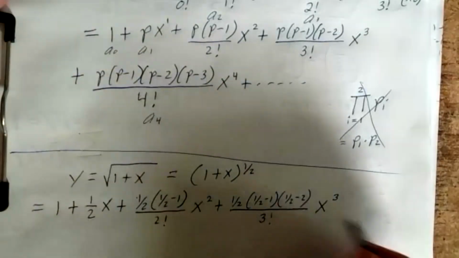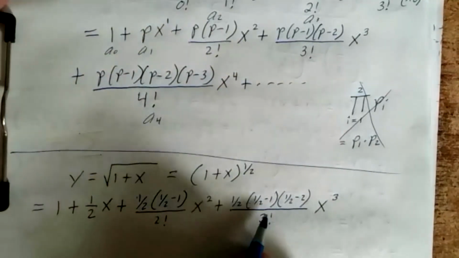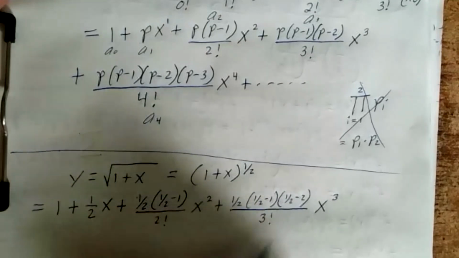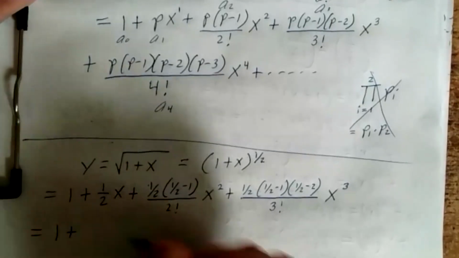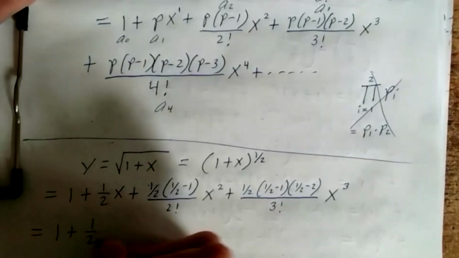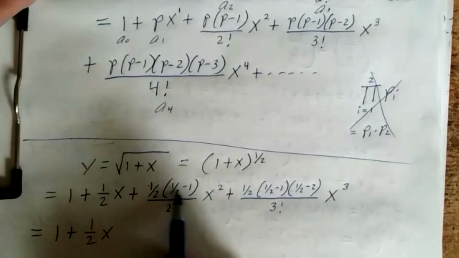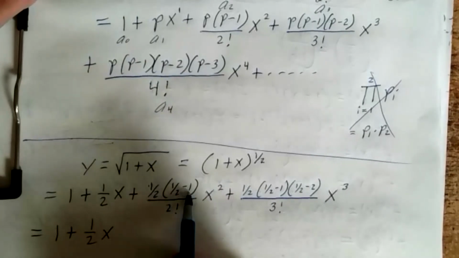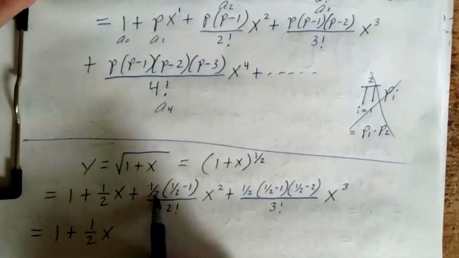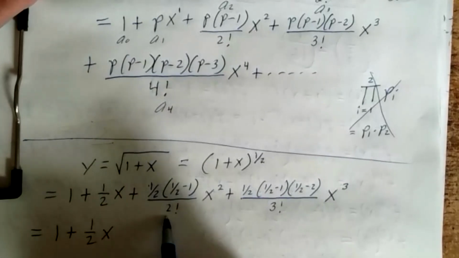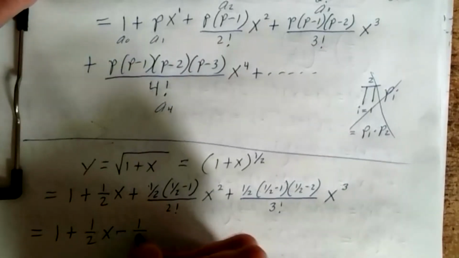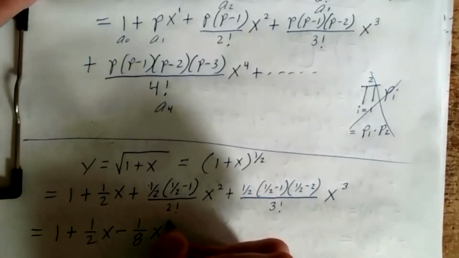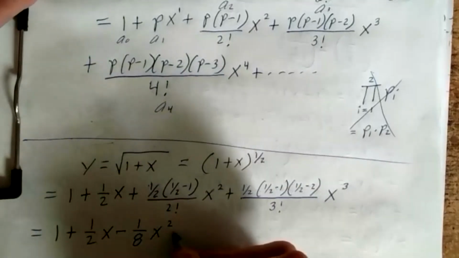1, 2, 3, 1, 2, 3, 1, 2, 3, 4. We found the first 4 terms here. And so therefore we'd have 1 plus, now we can clean this up. We got 1/2 x. And 1/2 times negative, and 1/2 minus 1 is negative 1/2. Negative 1/2 times 1/2 is negative 1/4. But 2 factorial is 2. So we have negative 1/4 divided by 2 is going to be minus 1/8. That's going to be minus 1/8 when you simplify all this.